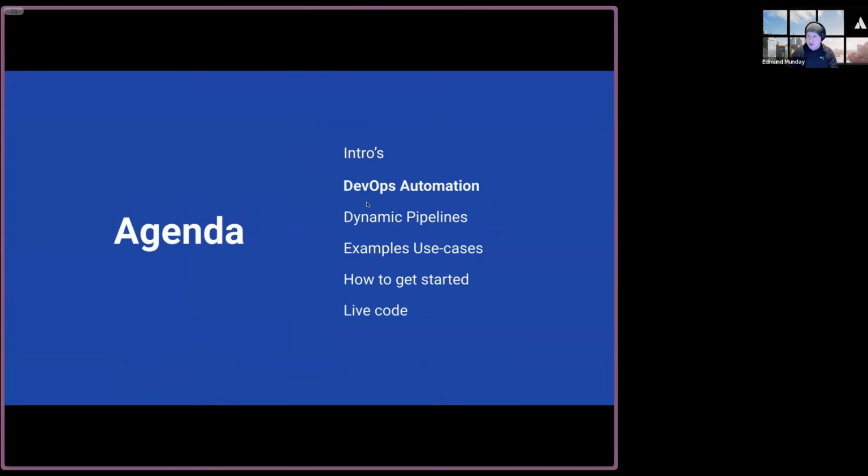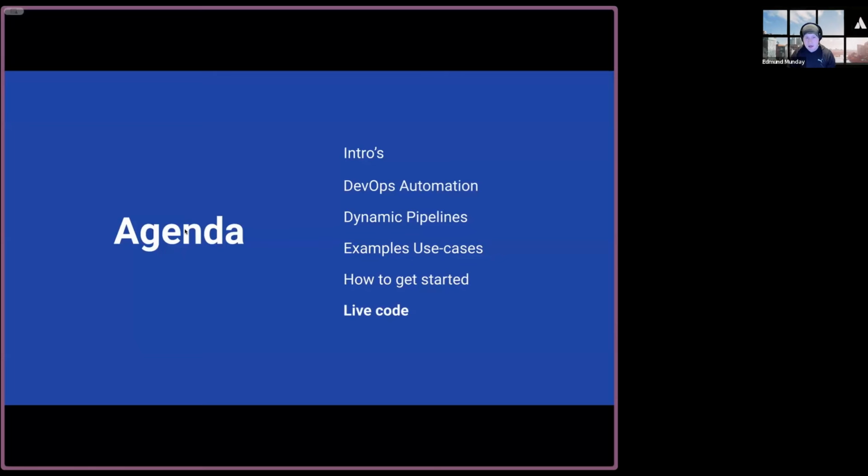Quick agenda for today's session. We've just done the intros. I'm going to talk a little bit about DevOps automation, which is a concept that we've been working on in Bitbucket Cloud that this all falls under. We're going to go over dynamic pipelines at a high level, a conceptual level, go through some example use cases that are already being implemented inside Atlassian using this capability. We'll cover how to get started, and then we'll actually be doing some live coding at the end.